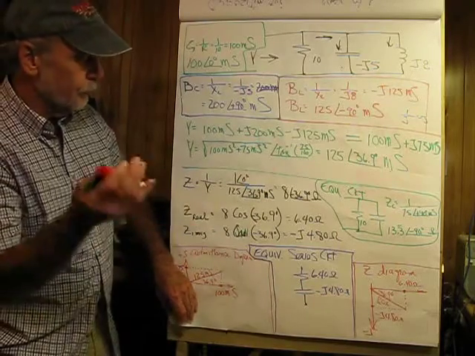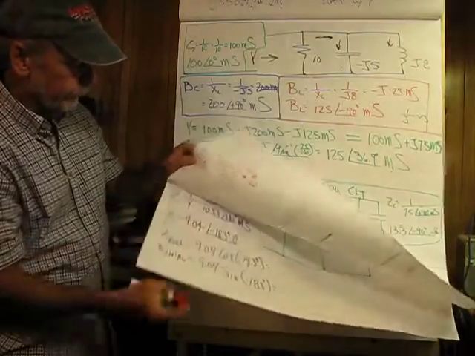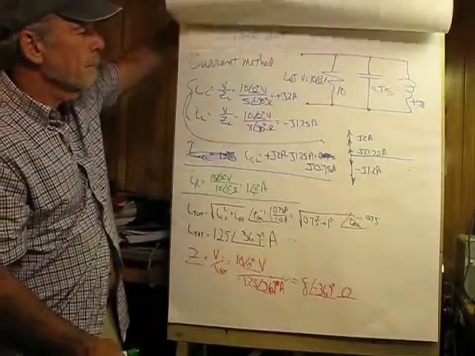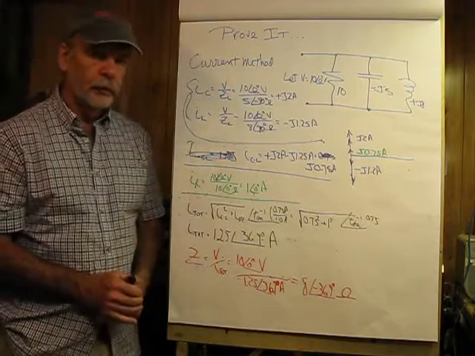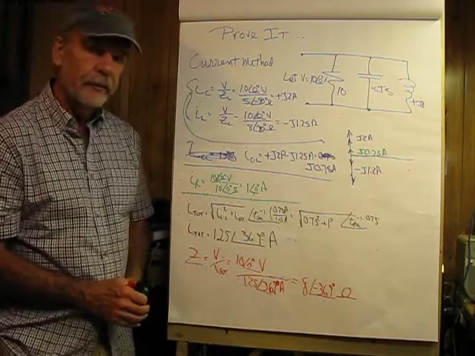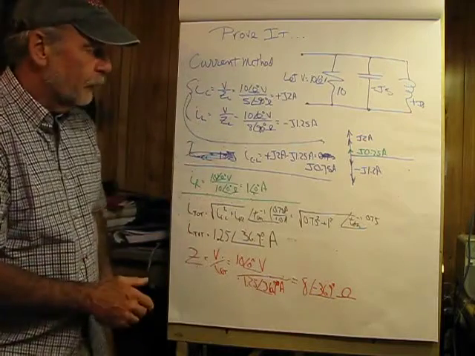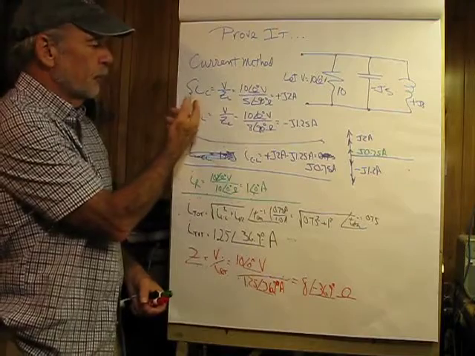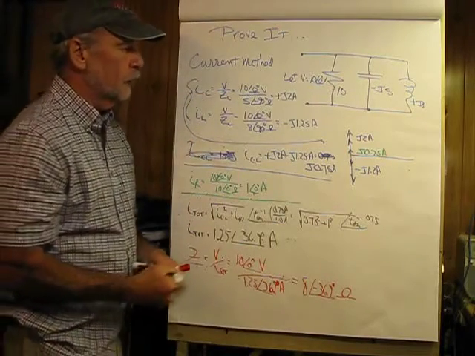Now all that's nice. Got a whole sheet full of calculations here. How do I know it's right? Well, let's prove it. We'll use the current method, and what we ought to end up with is the same impedance that we got when we did the admittance method. So we're going to start by finding out what the capacitor current is, and that would be this guy here.